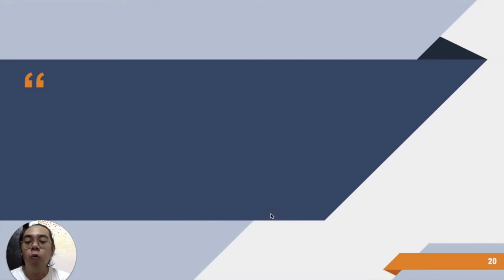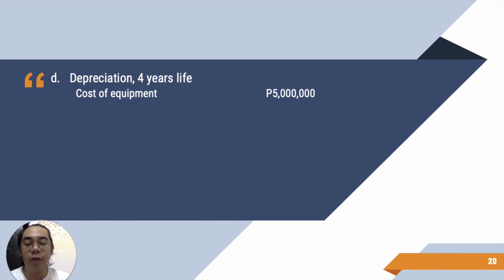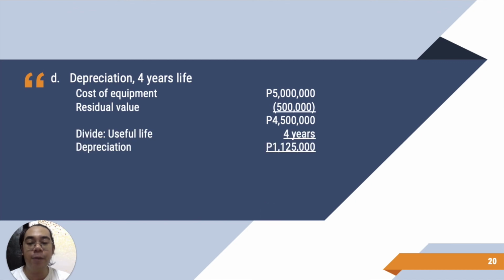Letter D, what if the life of the asset is 4 years life? Then shorter pa siya sa 5 years life ng natural resource. Then we just use the 4 years. So cost of equipment is 5 million, residual value is 500,000. The depreciable cost is 4,500,000. Divided by 4 years, the depreciation every year is 1,125,000 pesos. So that's how you compute for depreciation in different cases or scenario. So that would be all for today, guys.